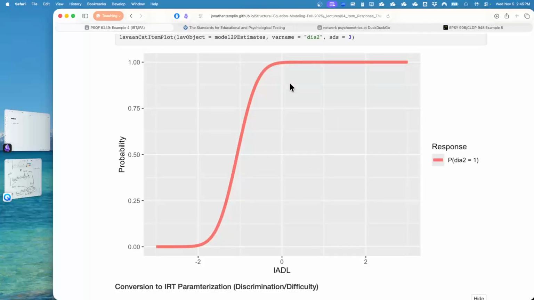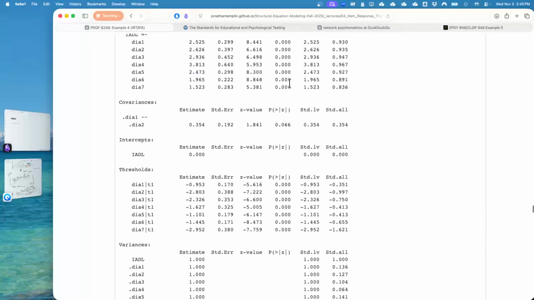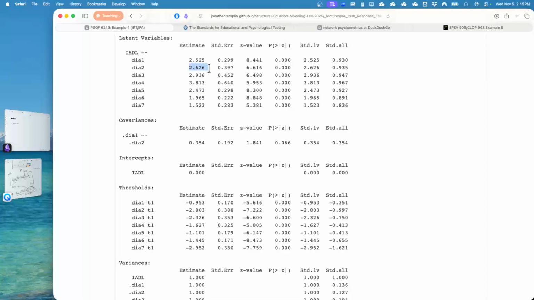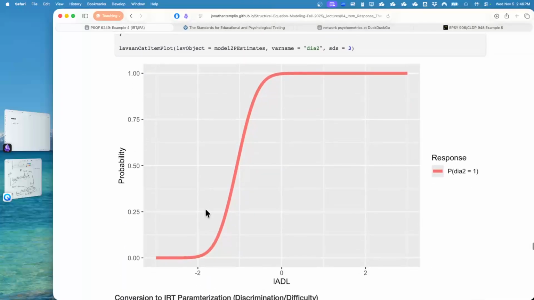So this is item 2. When we look at the item itself, item 2 had a loading of 2.626 and a threshold of negative 2.803. So if we look at the item characteristic curve, it's hard to tell what the loading is here, but I think we can sort of see it. These are our probabilities. So loadings aren't our probabilities, right? Loadings are in logits, right? But what you can see instead is where the intercept is.